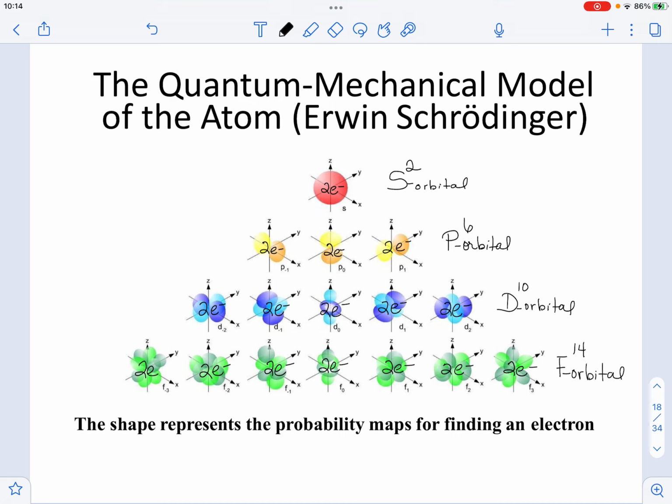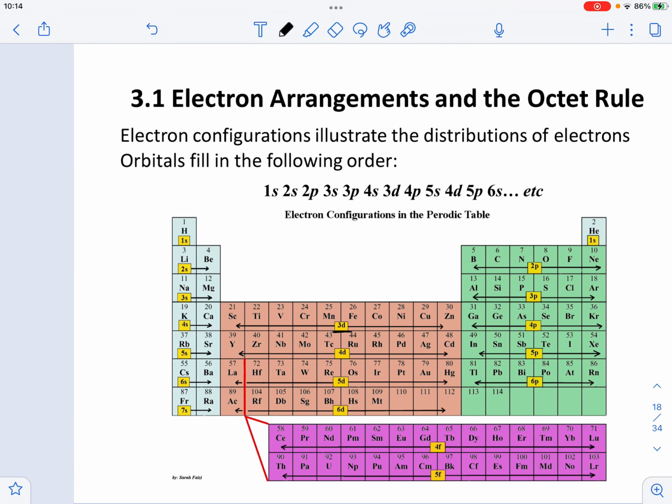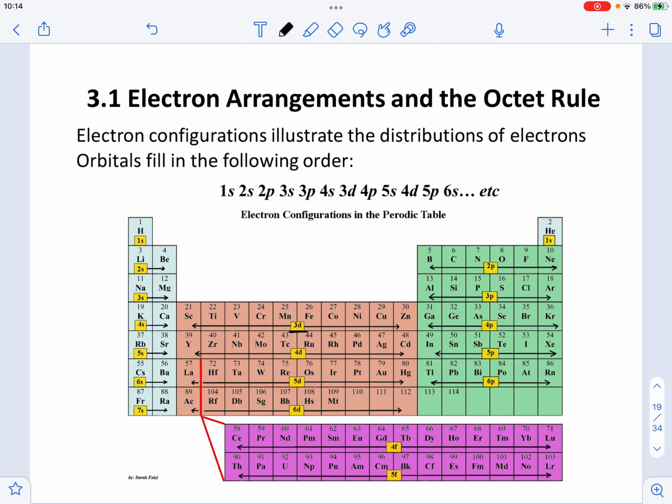Now, understand that all of these concepts are incorporated into the periodic table. In section 3.1 in the textbook, we are now going to focus on electron arrangements and the octet rule to understand how those orbitals actually fit in to give us the locations of electrons.